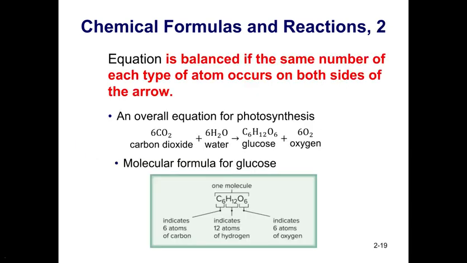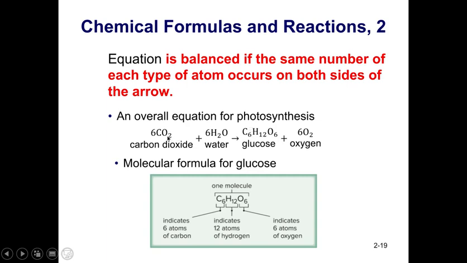When we're talking about formulas, we also need to make sure that they're balanced. An equation is balanced if the same number of each type of atom occurs on both sides of the arrow. Here I have 6 carbon, so 6 times an imaginary 1 that is here. So 6 times 1 is 6 carbon atoms. When we go to the products on the other side, we need to make sure it also has 6 carbon.